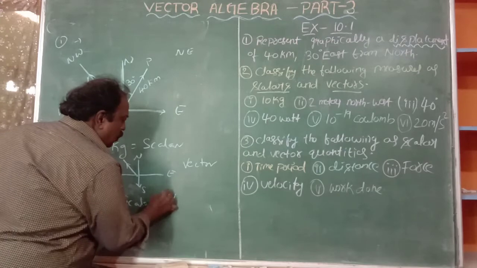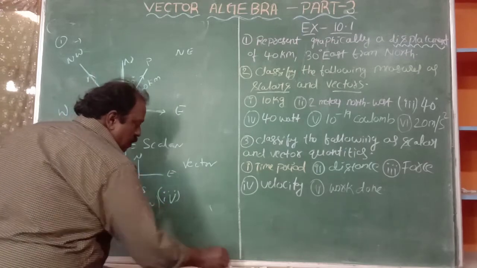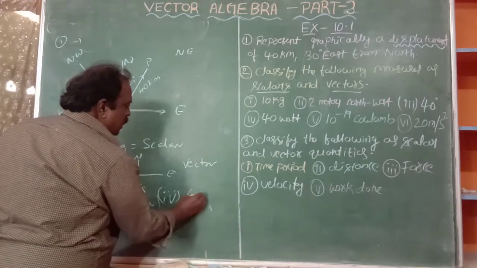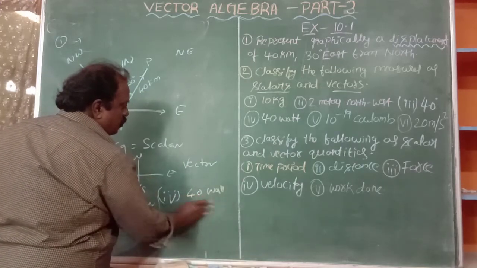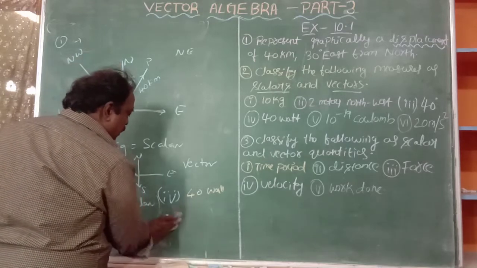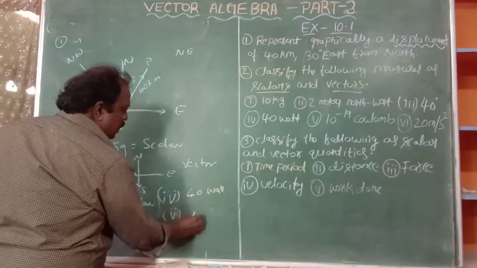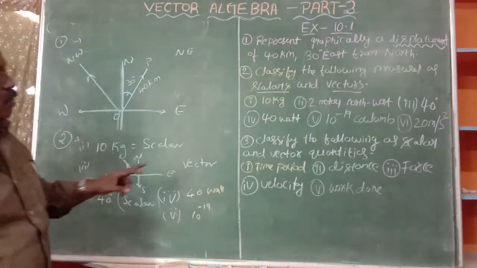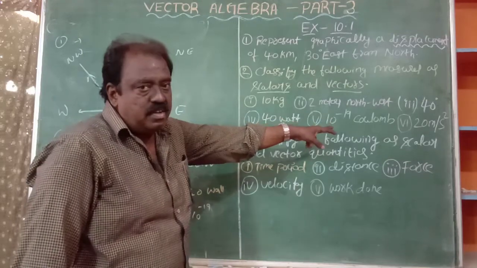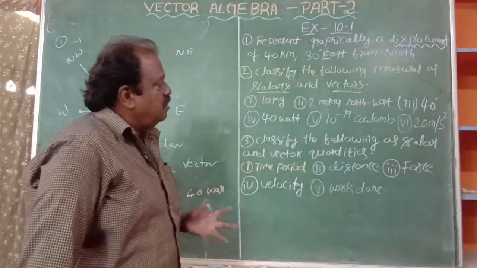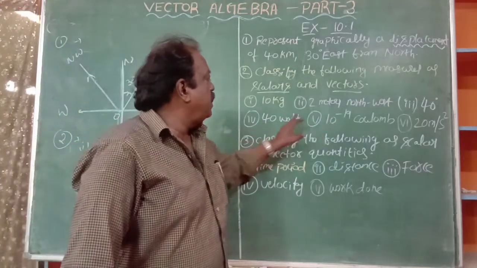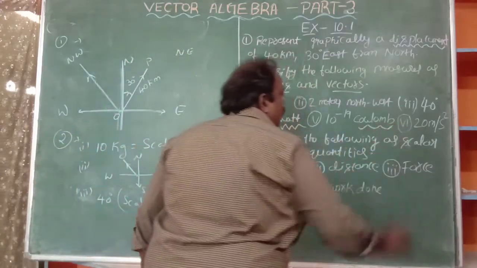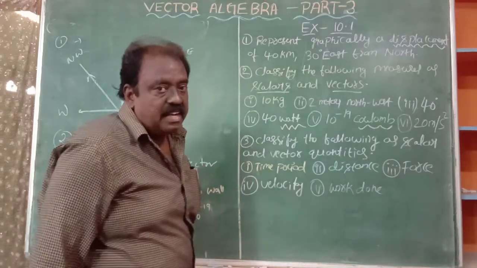Next, fourth one. We are given a fourth one. What is the fourth one? 40 watts. And fifth also I will write. Fifth is 10 power minus 19 coulombs. These two, coulombs and watts. Coulomb is the name of a physicist. These two measurements, watts and coulombs, are related with electricity.